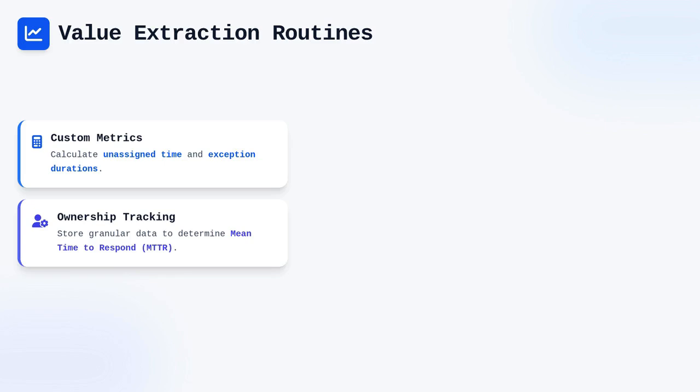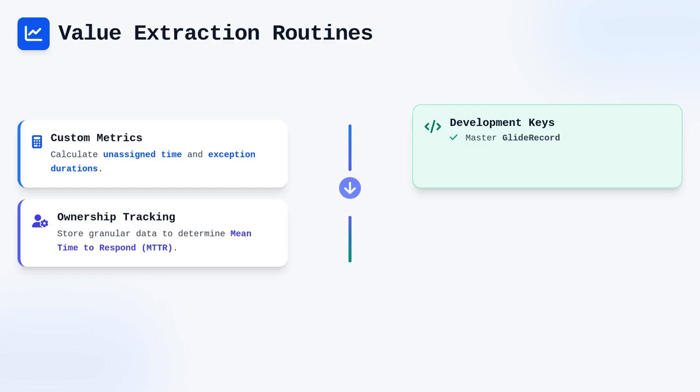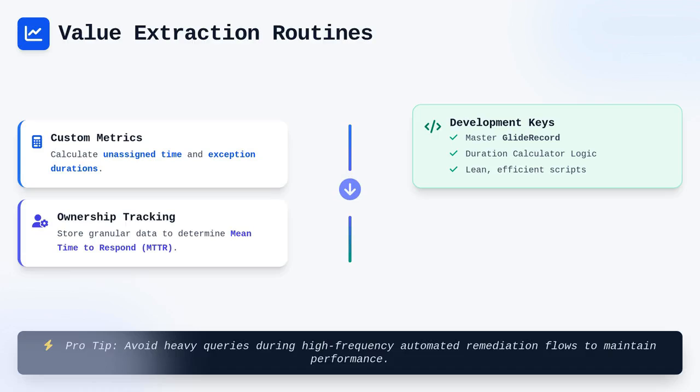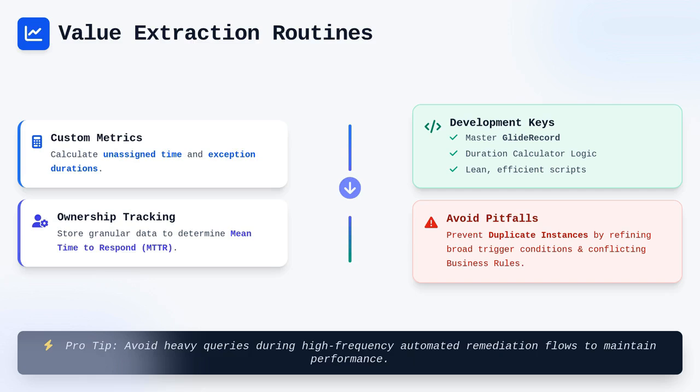Implementing a script that handles these transitions requires a solid grasp of glide record interactions and the underlying logic of the duration calculator. You should always aim to write lean, efficient scripts that avoid heavy queries within your metric definitions, especially when processing records that are frequently updated by automated remediation flows. If you find your system generating duplicate instances, it is often a sign that your trigger conditions are too broad or that conflicting business rules are firing on the same field updates during record operations.